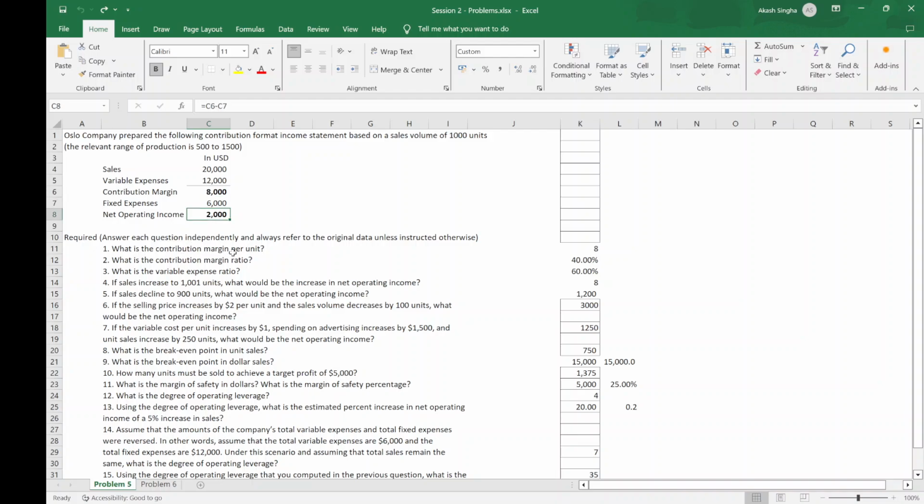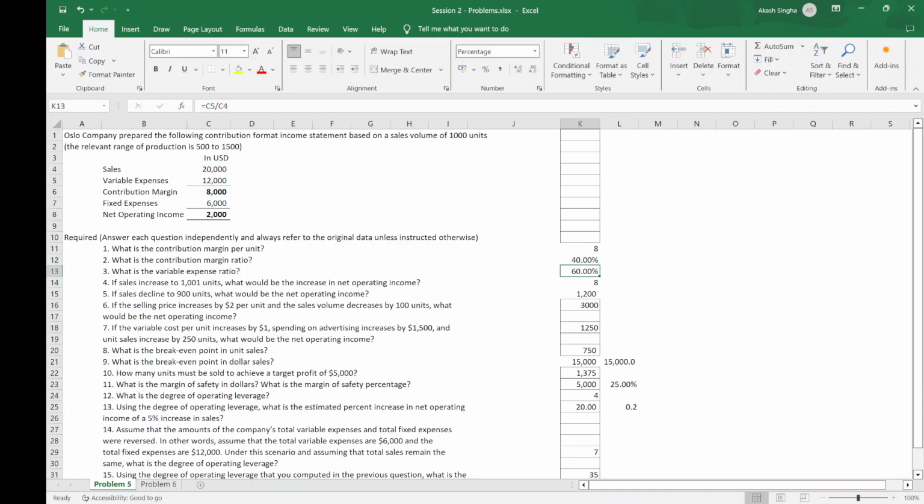What is contribution margin per unit? Contribution margin is 8,000, so per unit will be 8,000 by 1,000, 8. What is contribution margin ratio? Contribution margin ratio is 8,000 by 20,000, because contribution margin ratio means contribution margin by sales.